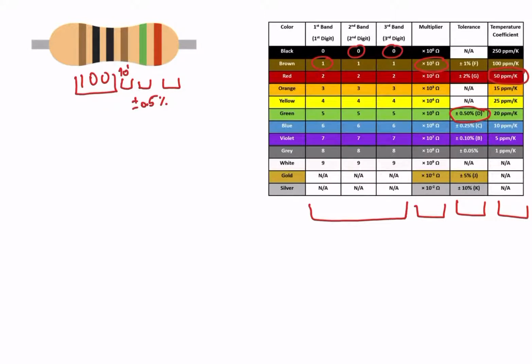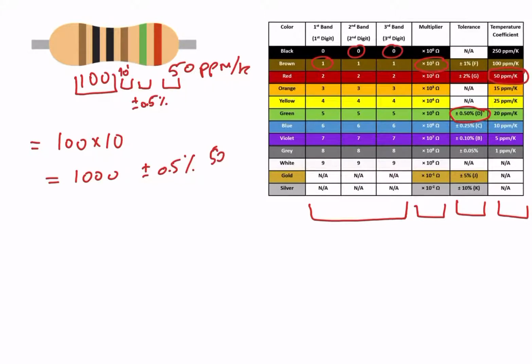Temperature is 50 ppm per Kelvin. So the value of this resistor is 1000 ohms with plus minus 0.5 tolerance with 50 parts per million per Kelvin.